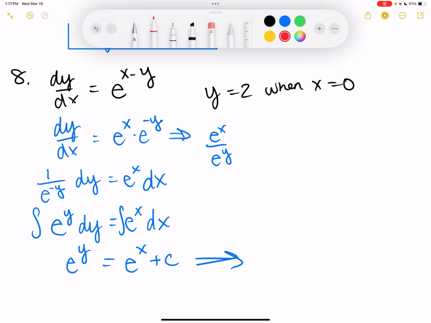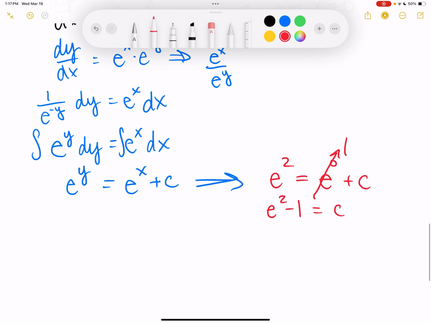Now I'm going to replace, so e squared equals e to the 0 plus c. My algebra 1 voices tell me that this is equal to 1. I've ingrained that pretty well in the last few days. So e squared minus 1 equals c. So I'm going to replace now: e to the y equals e to the x plus e squared minus 1.